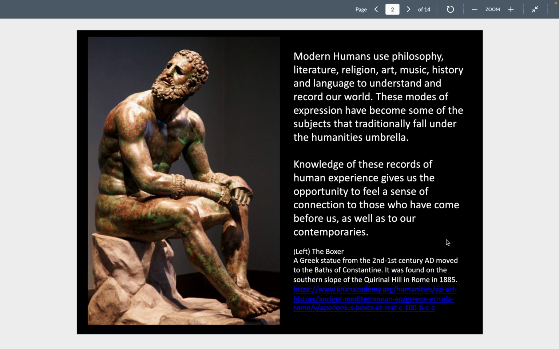This is a Greek statue called the Boxer. This was moved from the baths of Constantine in Rome. It is a Greek style, probably made by Greek artisans for the Romans, possibly. It is made out of bronze. It is about 8 foot tall if it stood up.